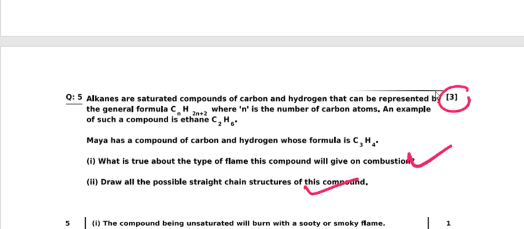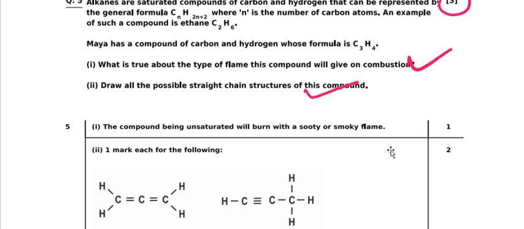So when we complete this answer, we get 3 marks. So how will it be? Marking scheme of that. First, the compound being unsaturated will burn with a sooty or smoky flame. For this we get 1 mark.